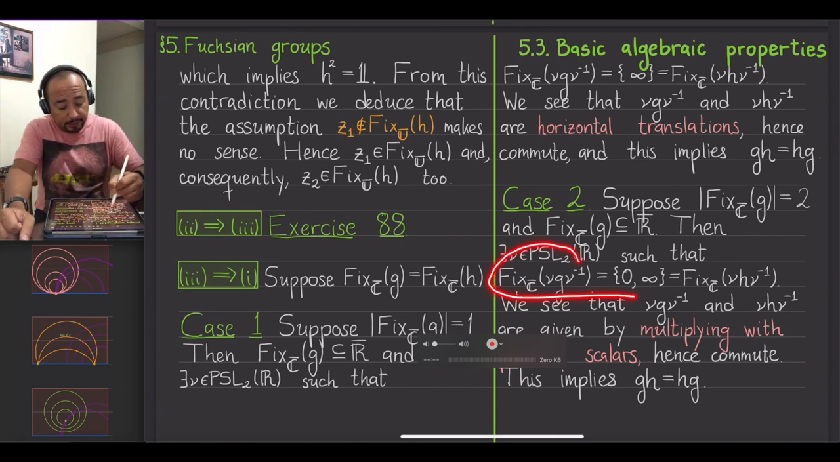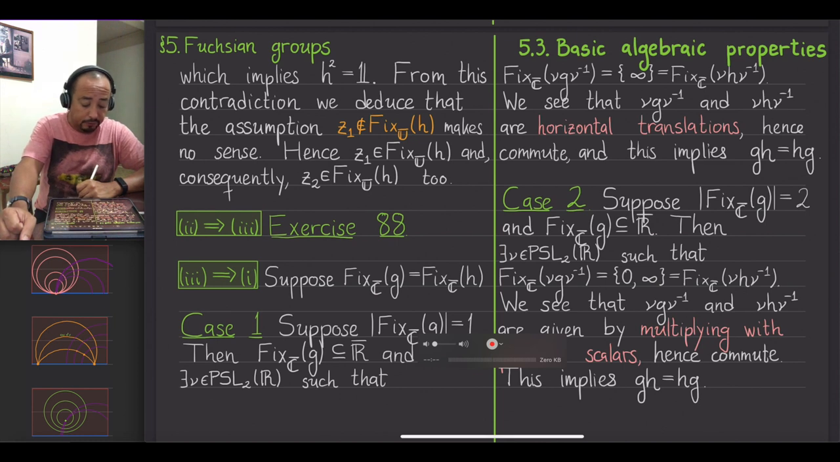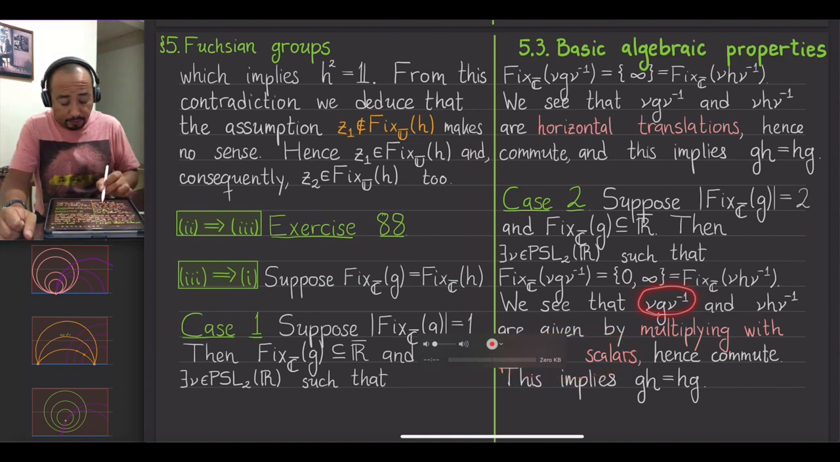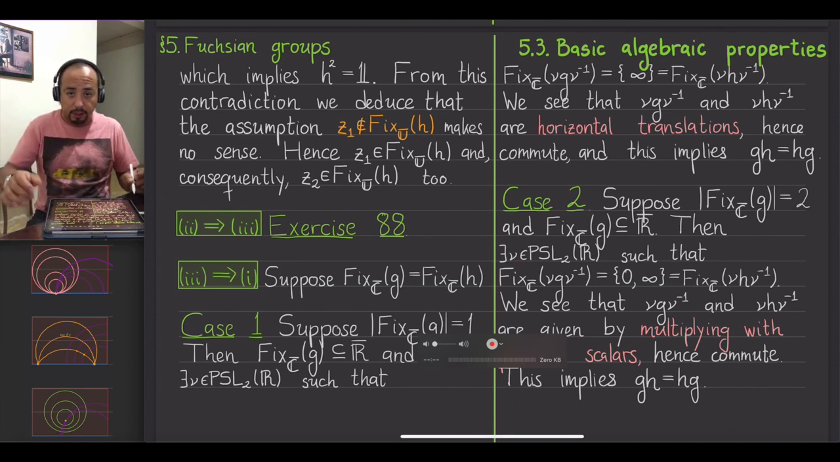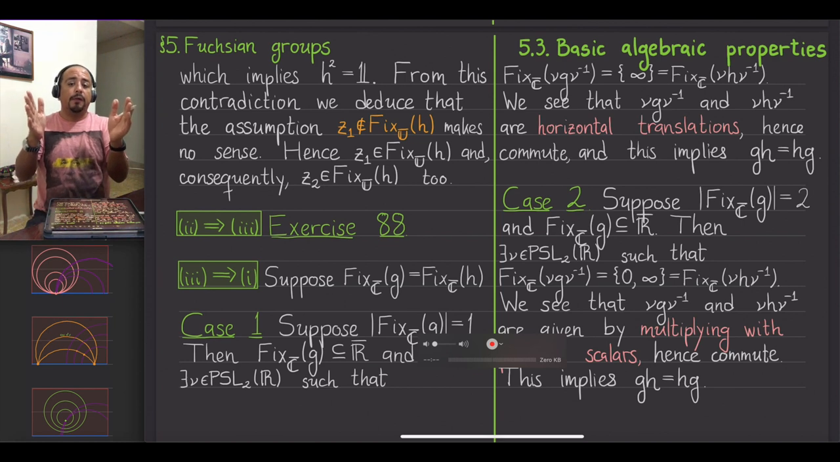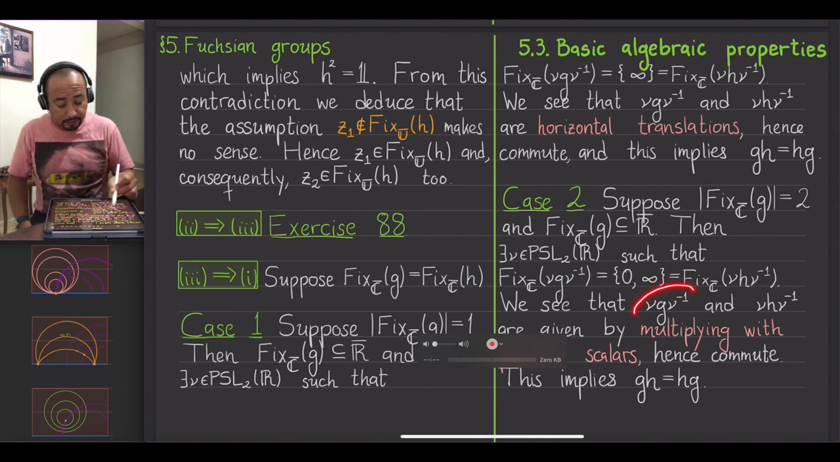What we obtain is that the fixed points of the conjugations are zero and infinity, and these are then hyperbolic transformations, given by multiplying with positive scalars. Why hyperbolic? Because their fixed points are in R bar, and this is in PSL2R, because nu was in PSL2R, and G and H were as well by hypothesis. If I'm given two positive real numbers, multiplying by them are functions that commute. So these ones commute, so the original ones commute too.